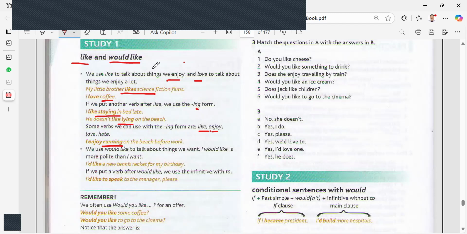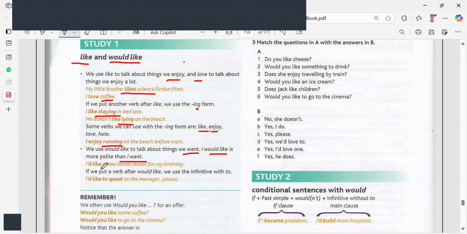Okay? What about would like, Jude? We use would like to talk about things we want. I would like is more polite than I want. For example, I would like some water, please. The same means I want some water, please. But why do you say I would like? To be more polite, to be more formal.